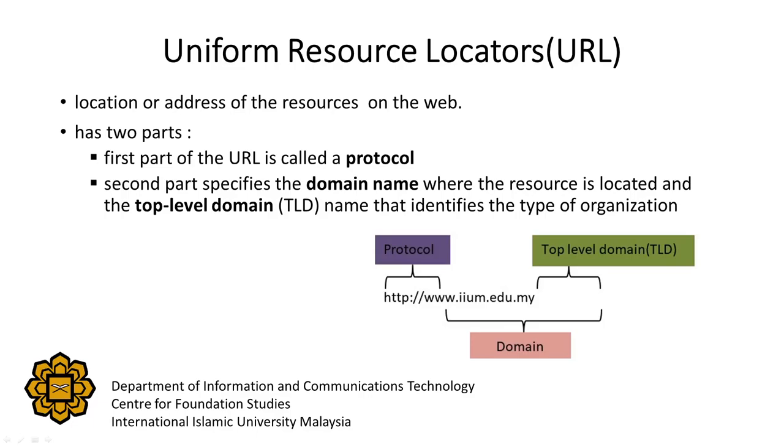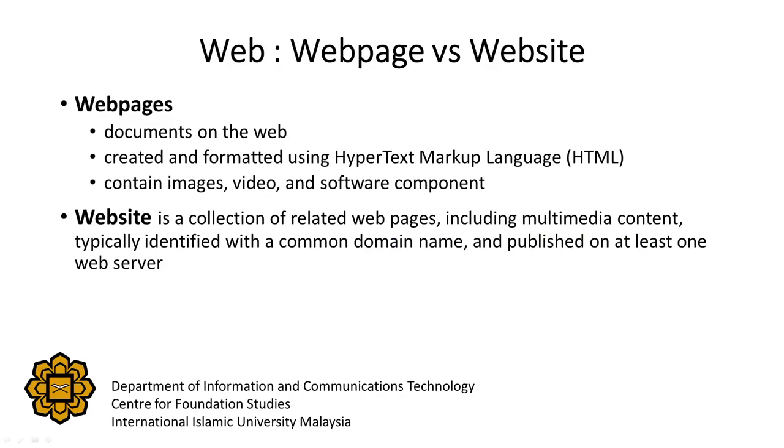What is a web page and what is a website? A web page is a document on the web. It is created and formatted using HTML, hypertext markup language, and it can contain images, videos, and software components. While a website is a collection of related web pages, including multimedia content, typically identified with a common domain name and published on at least one web server.